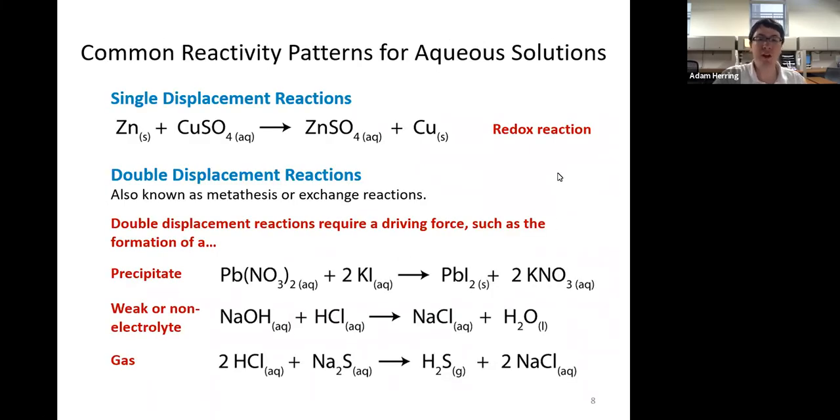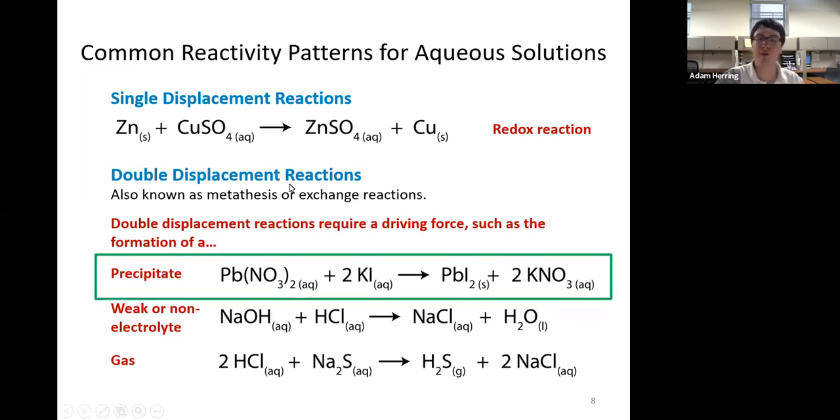So in previous videos, we looked at how there are 4 main driving forces that will dictate whether or not a reaction occurs. For displacement reactions, we can have either redox reactions that occur, which are most commonly occurring in the single displacement type reaction. And then we can have the formation of a precipitate, weaker non-electrolyte, or gas. In this video, we're going to focus on the formation of a precipitate.